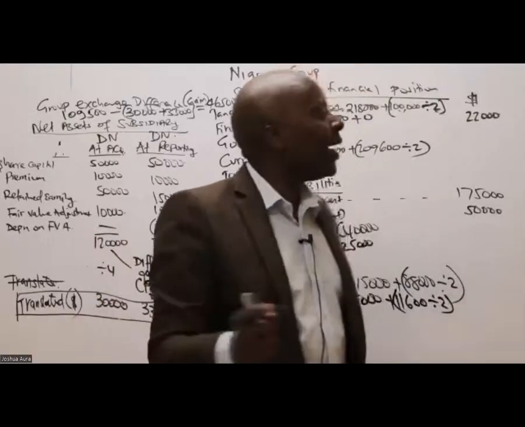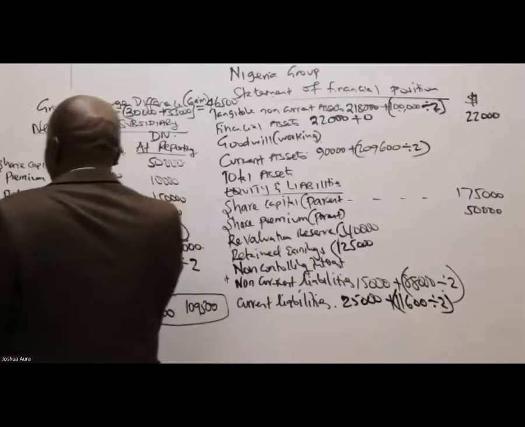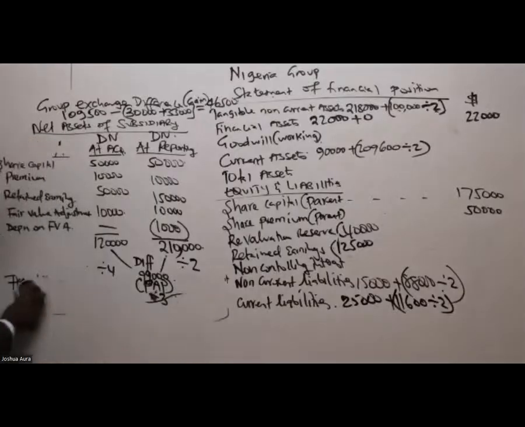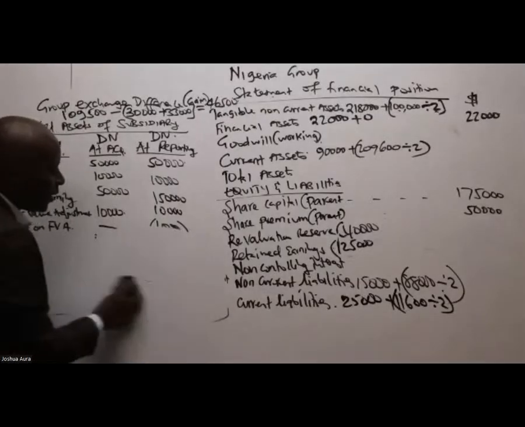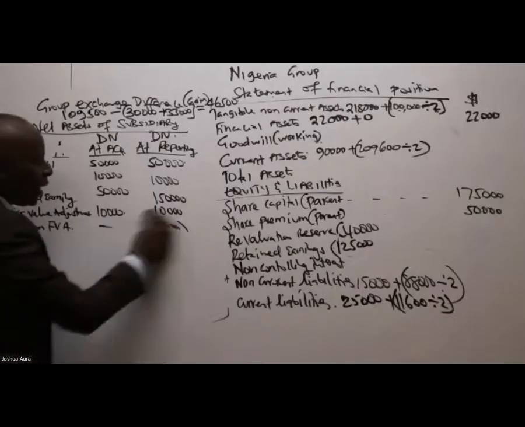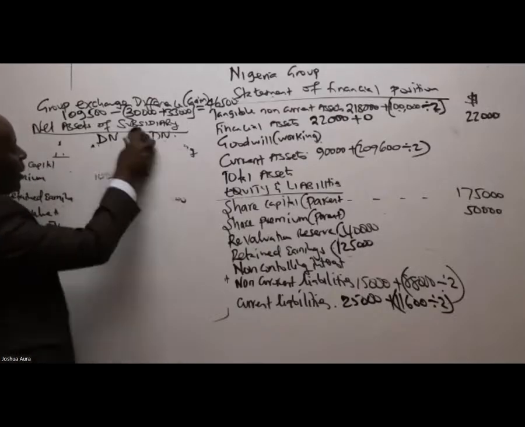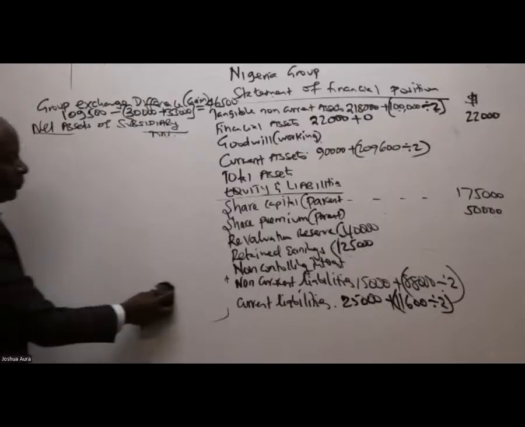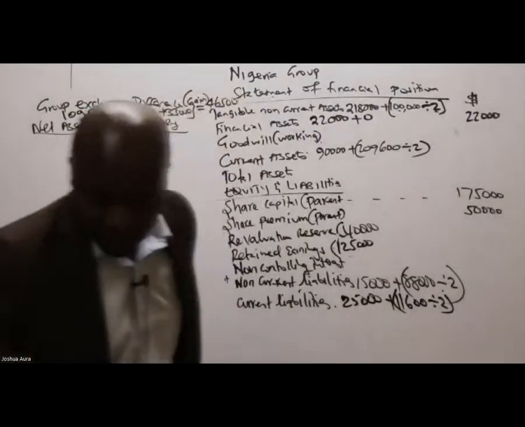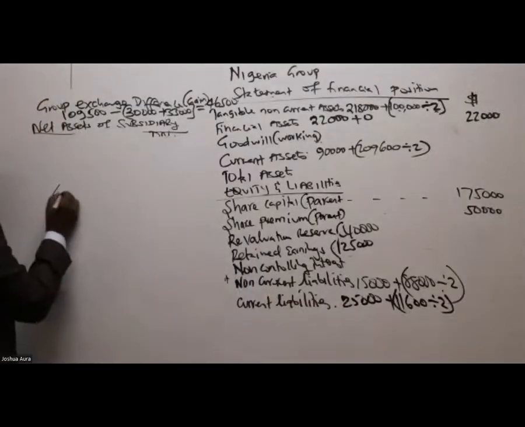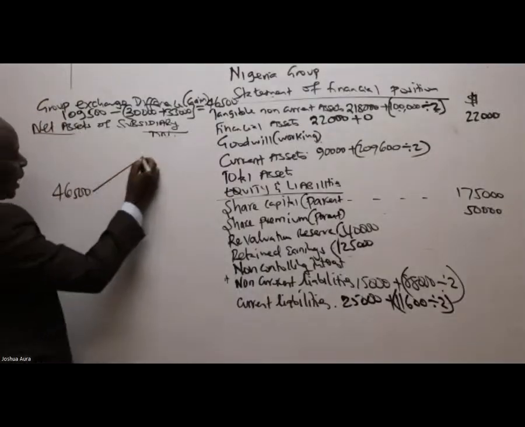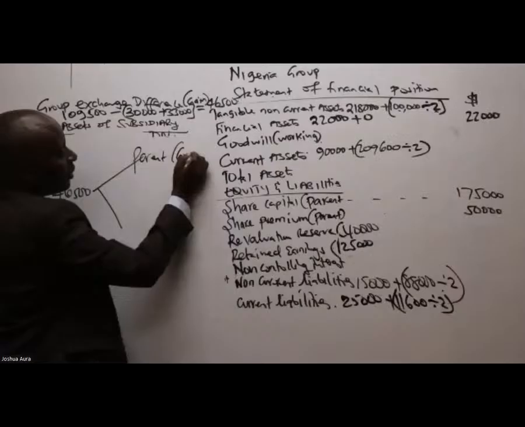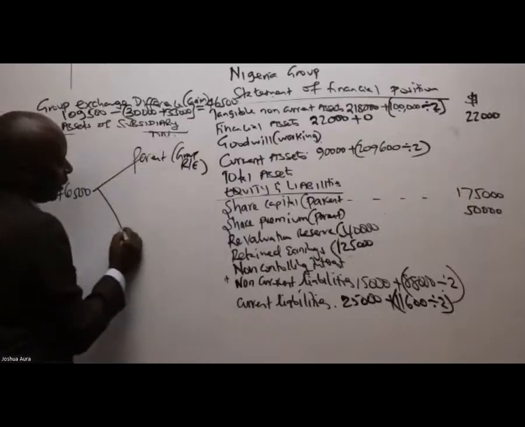So please go ahead and share the group exchange difference out. So we are sharing this, my good students. We are sharing this 46,500. This 46,500 will be shared to the parent, of course, through the group retained earnings, and then we have NCI.